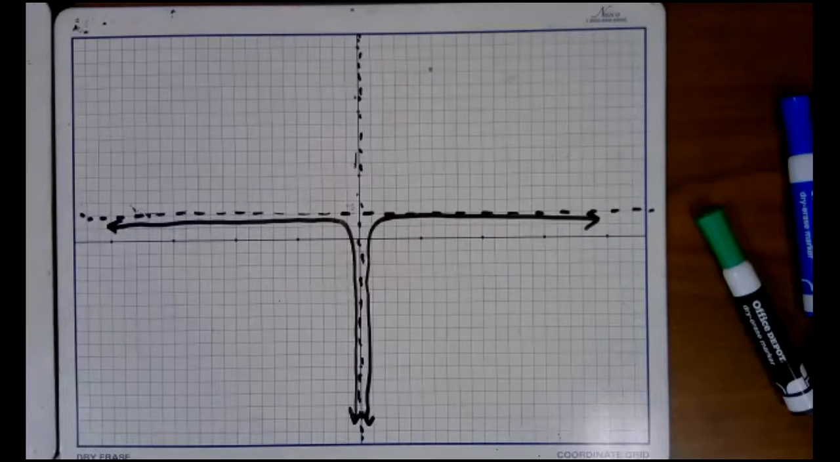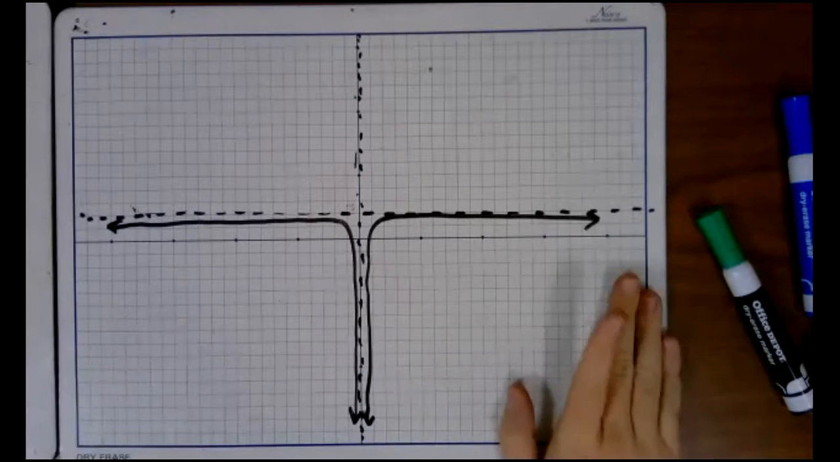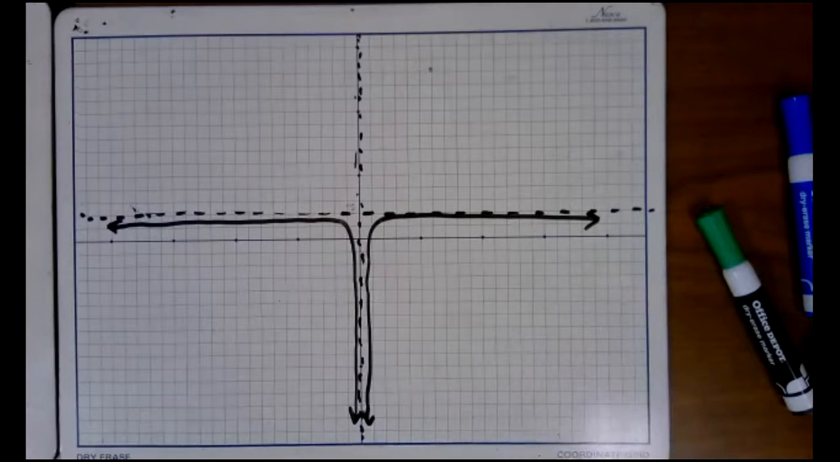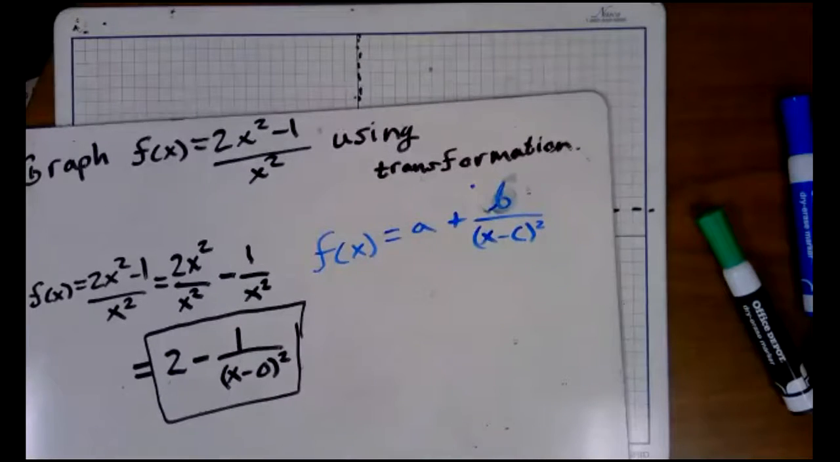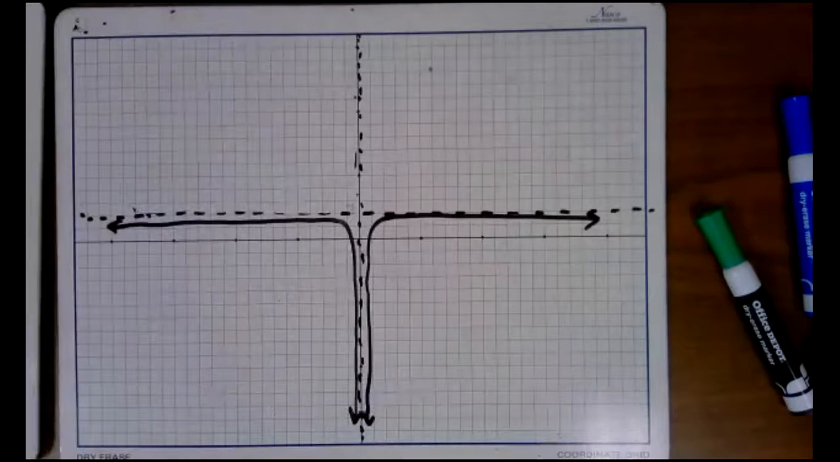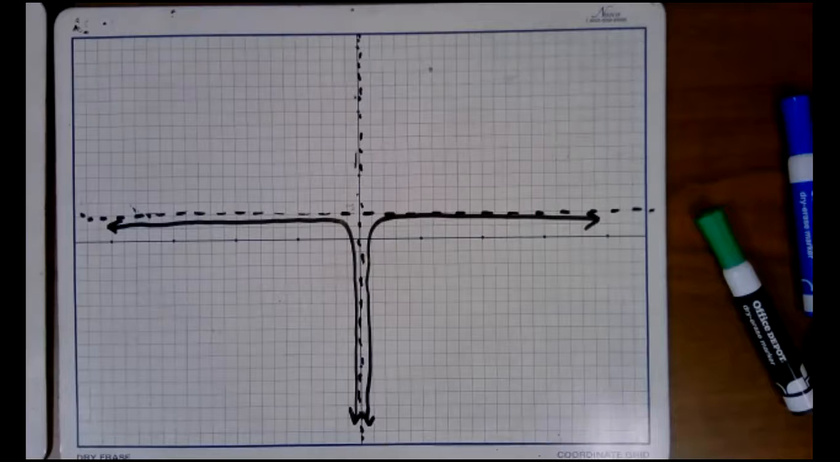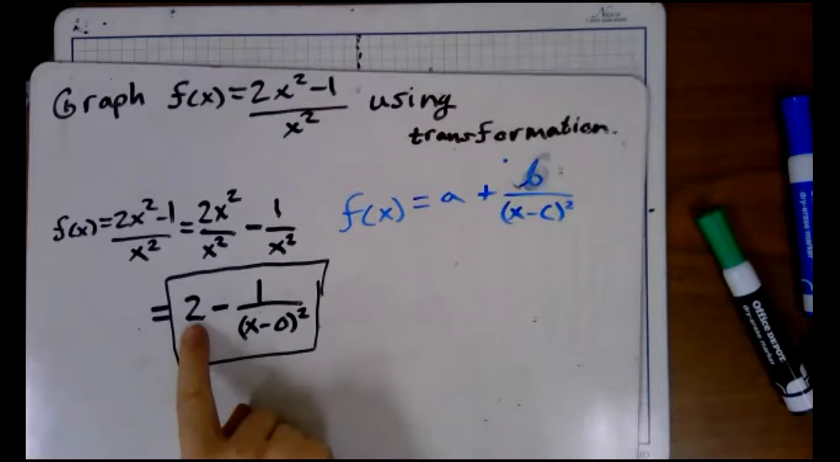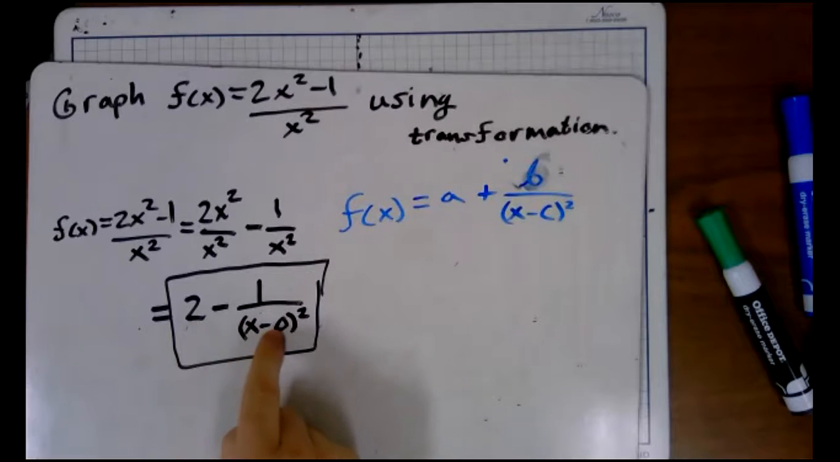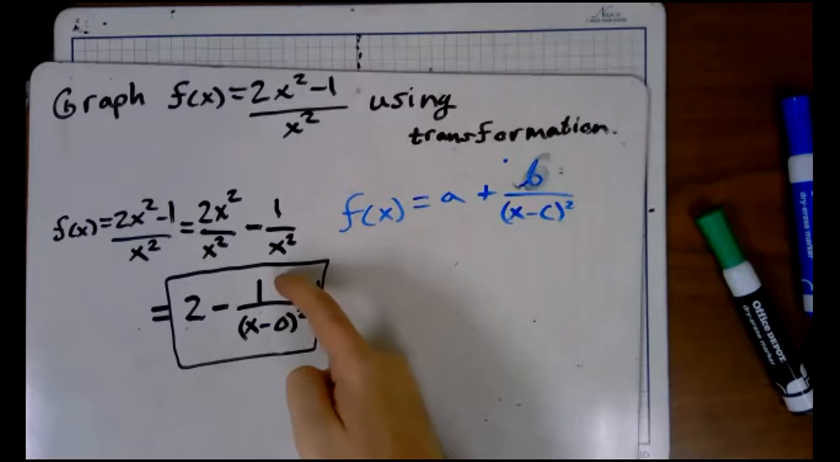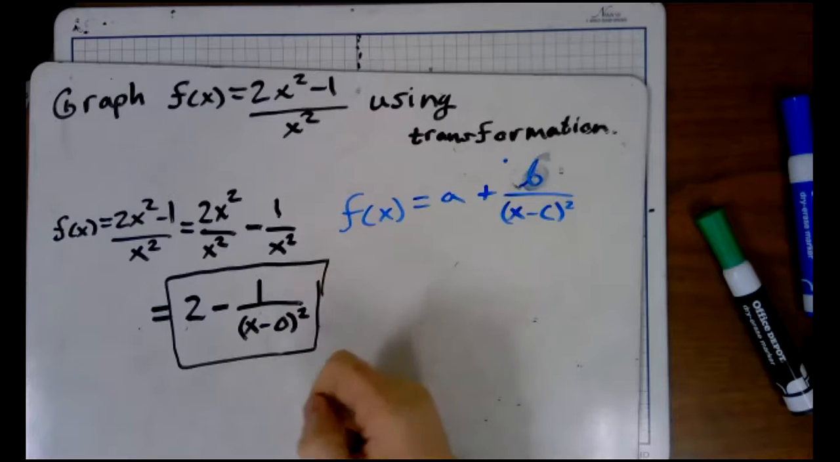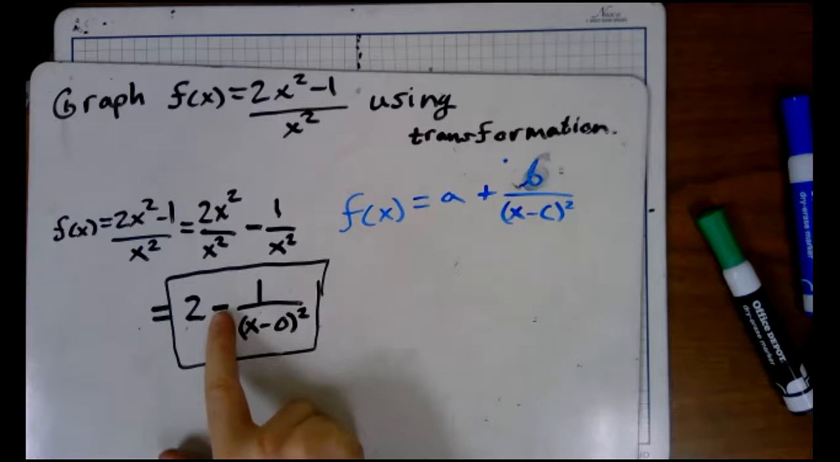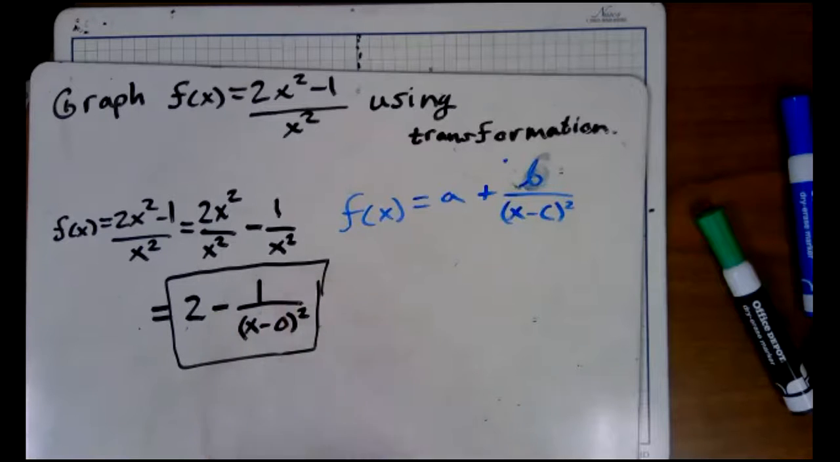So today we learned how to graph a rational function using transformations of 1 over x or 1 over x squared. We saw that adding on the outside represents vertical shifts, adding on the inside represents horizontal shifts. Multiplying the rule of the function provides a vertical stretch. And we saw that we can flip it upside down if it's a negative number.